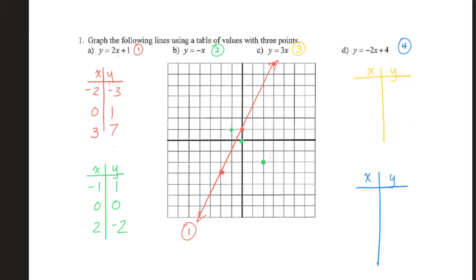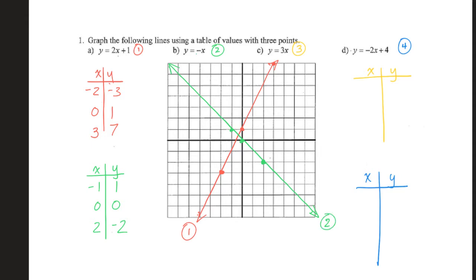And so when I connect those and extend it the width of my grid, yikes, this is difficult. Your graphs are all going to look so much better than mine. We get something like that. And there's my graph 2.